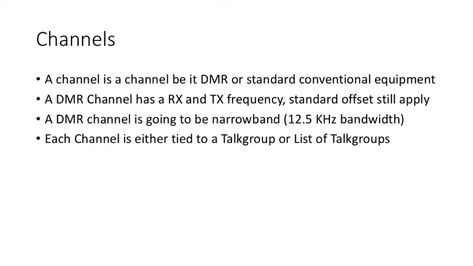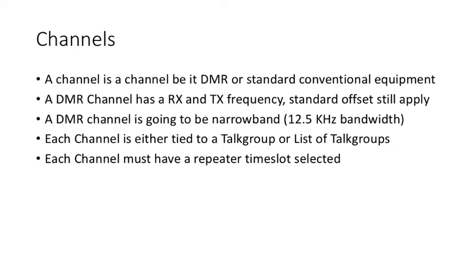Each channel is either tied to a talk group or a list of talk groups. And in the next video, when we're programming an actual radio and you're watching me program a radio, this is going to make more sense, okay? But basically what happens is you make a list of talk groups in your program and what talk group you want to talk to. And when you're programming the channel, there's a drop down on the TYT at least. And you tell it, okay, this channel is for this talk group on this frequency. Okay.